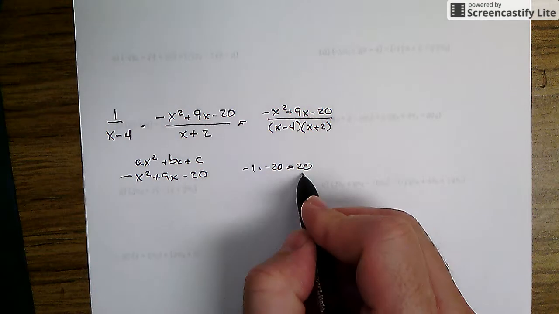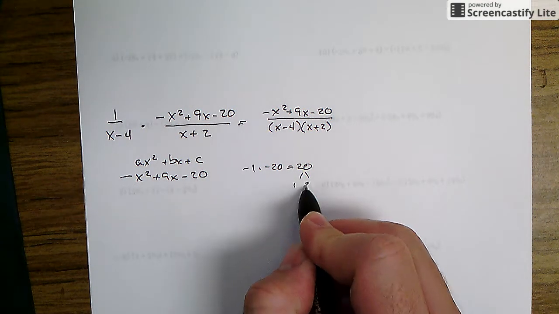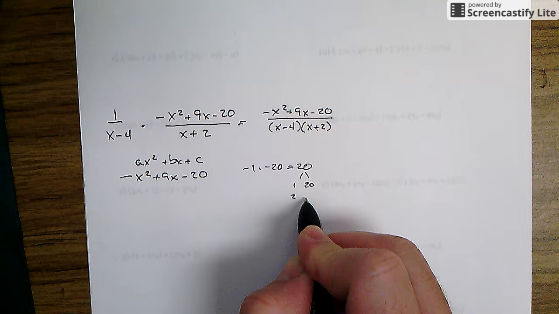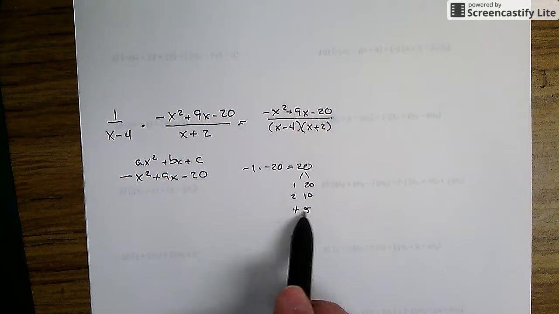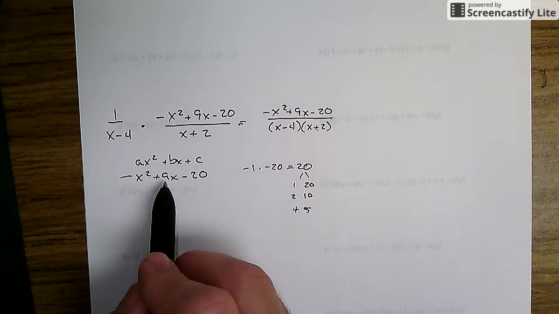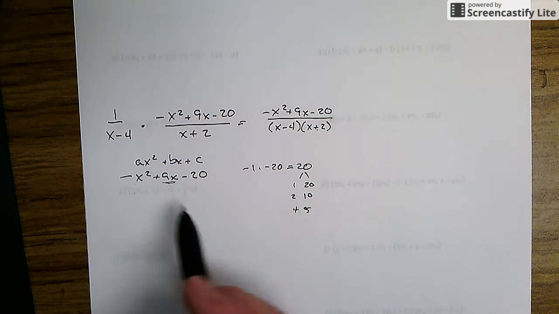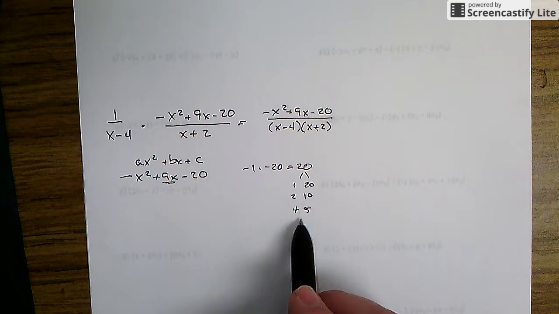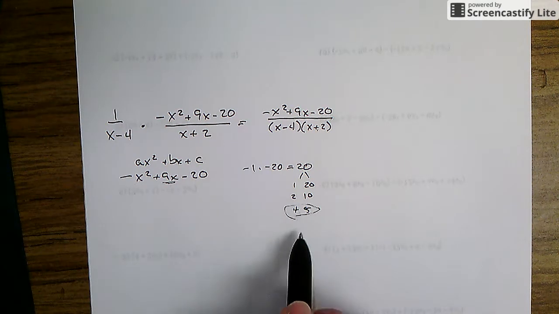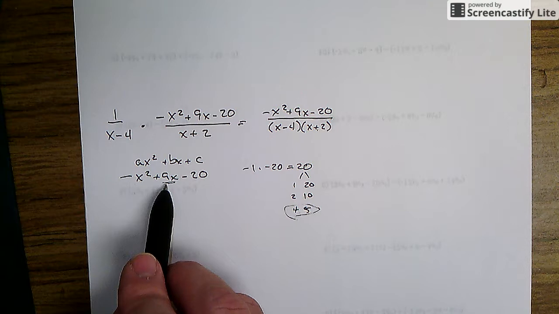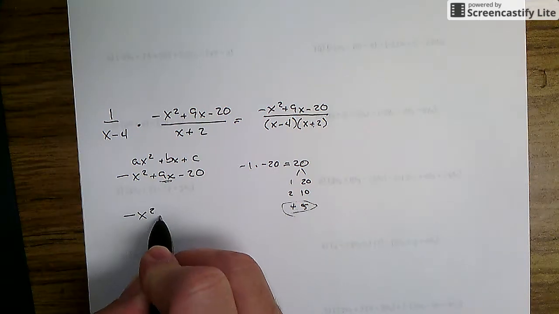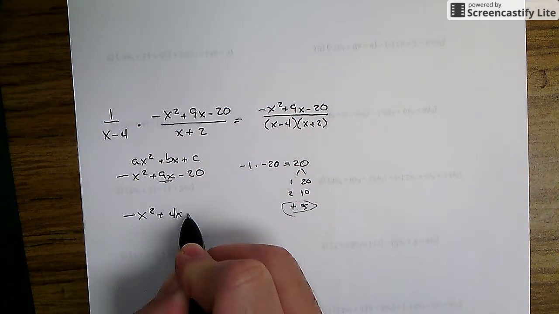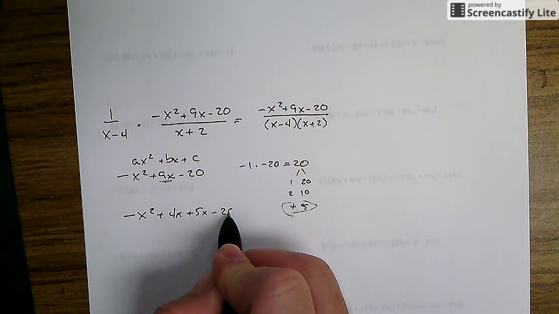And then we're going to factor. We're going to see what our factors are for 20: 1 and 20, 2 and 10, 4 and 5. And we're going to see which pair of these factors adds up to our b value, this 9. So 1 and 20, no. 2 and 10, no. 4 and 5, bingo. And we're going to take this 4 and 5, and we're going to split our term 9x into two terms. So we're going to rewrite our function as negative x squared plus 4x plus 5x minus 20.